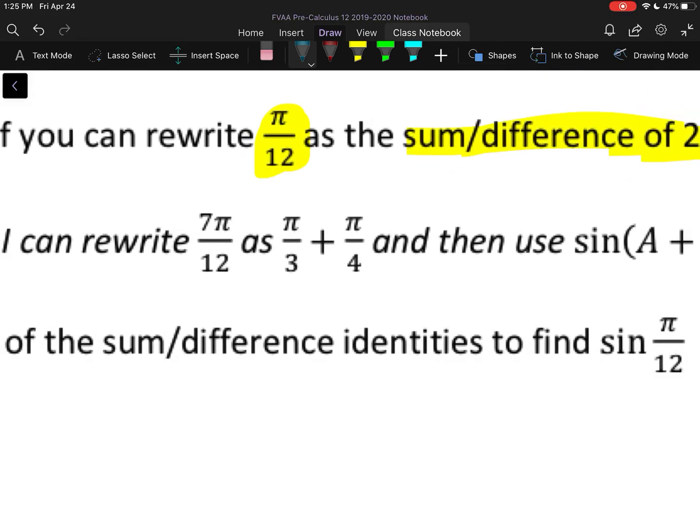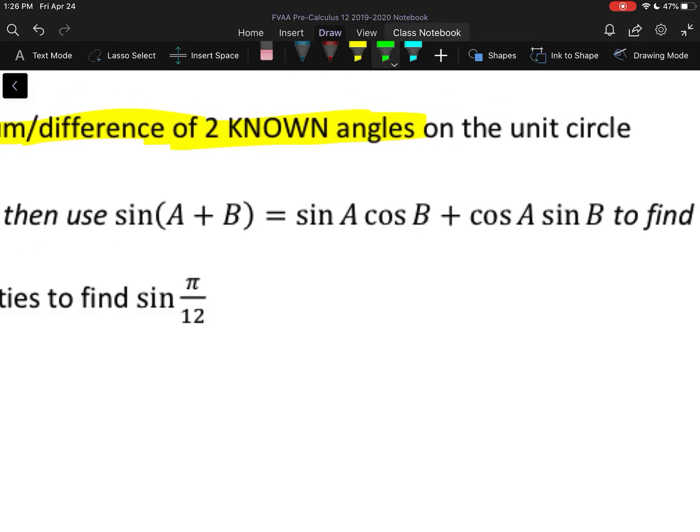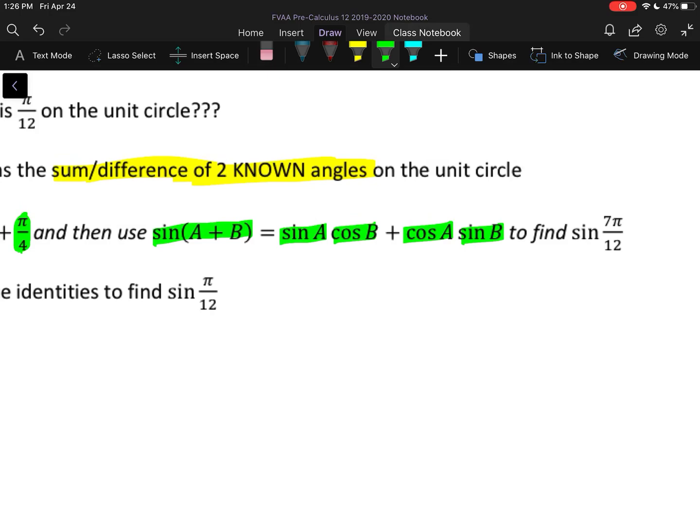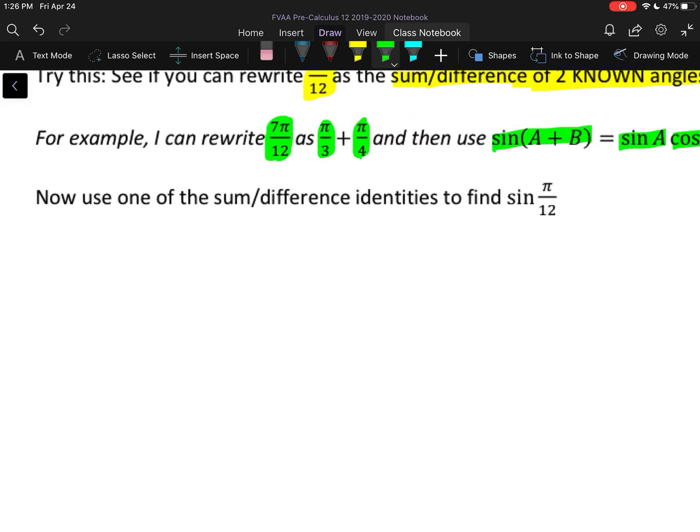So, for example, we can rewrite 7 pi over 12 as pi over 3 plus pi over 4. And then we could use the sum identity, sine A plus B, which is sine A cos B plus cos A sine B, to find the value of sine 7 pi over 12. So if we can do that for 7 pi over 12, can we do that for pi over 12? And they give you a big hint here.